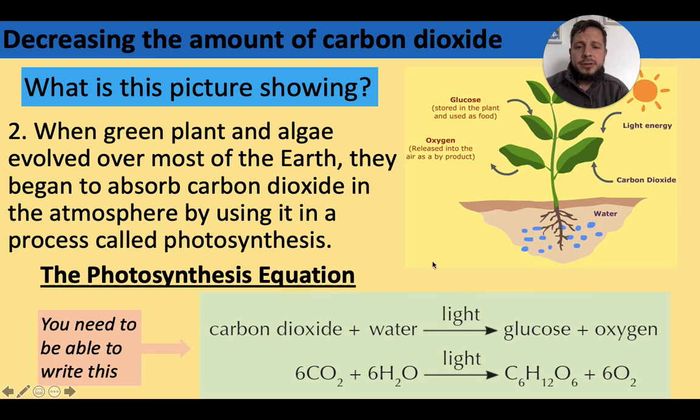So there's a photosynthesis equation. Carbon dioxide plus water gives us glucose and oxygen in the presence of light. Now this is important. You need to be able to write this equation down. You need to at least know the word equation for photosynthesis.